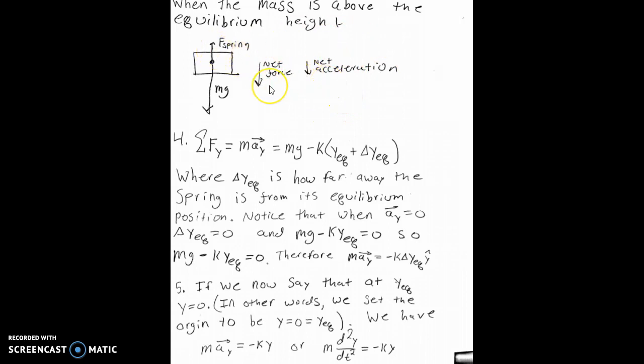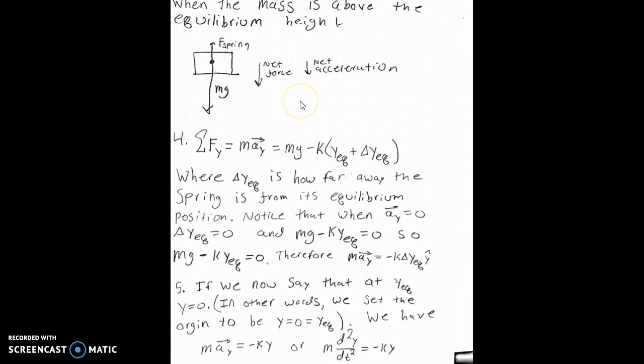Now, the spring force could still be upward if it's still not past the relaxed length. So the delta y, if it's between 0 and delta y EQ, it's still technically stretched a little bit, so the spring force is still up, but the gravitational force is more than that spring force, so the net force and the net acceleration is still downward.